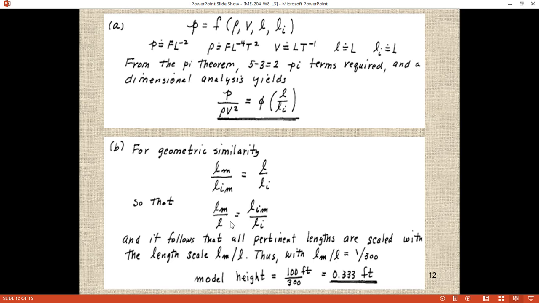So the model height: the height of the actual building is 100 feet, and the scale is 1:300. So the model height would be 0.33 feet. Whatever the other lengths are, they will be reduced accordingly with the 1:300 scale. Now we are going to the third part.